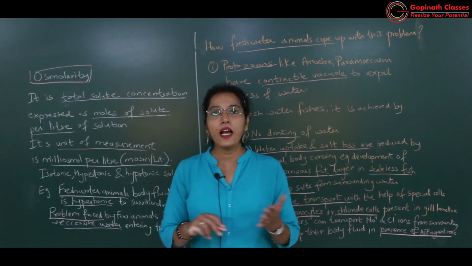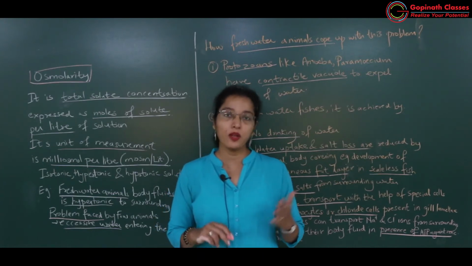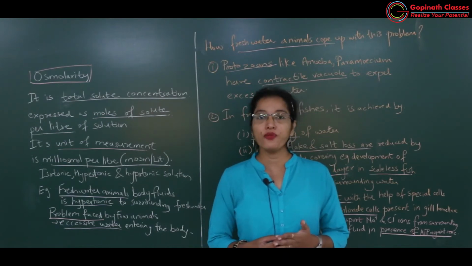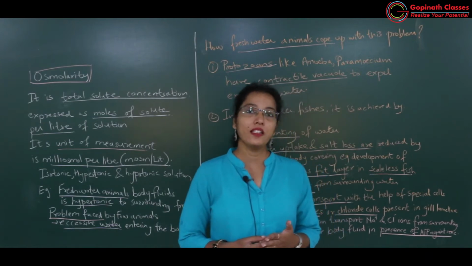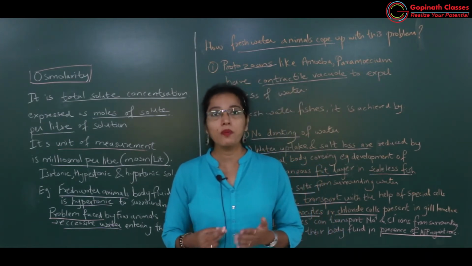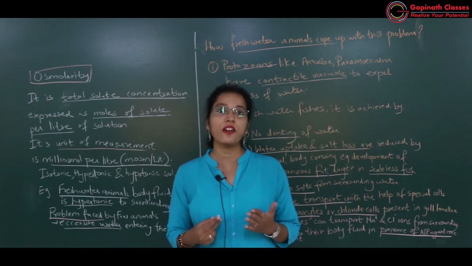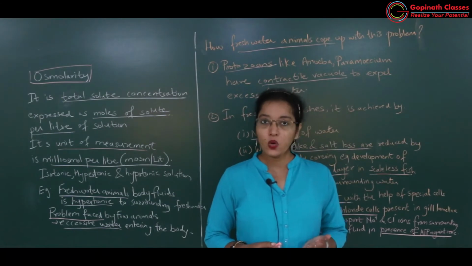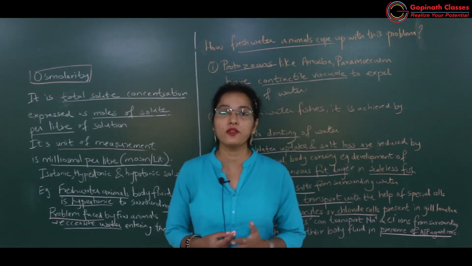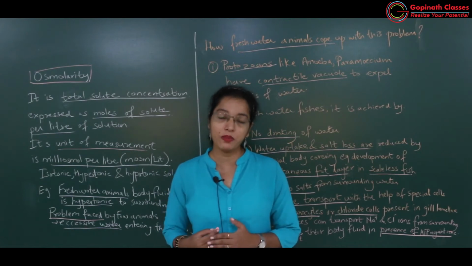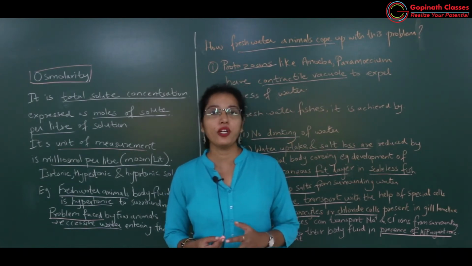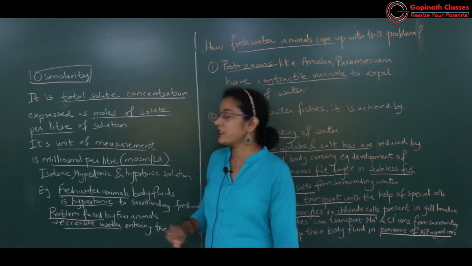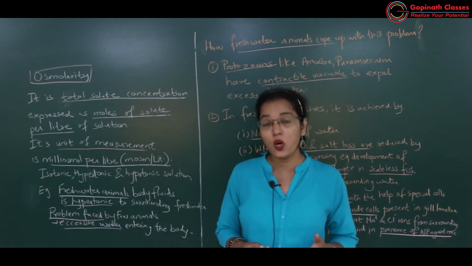There are many animals which have to face the problem of maintaining the osmolarity. Okay, freshwater fishes, marine water fishes, then terrestrial animals, they have certain adaptations in them to keep the osmolarity of the body fluid constant. Okay, there are certain special features in those organisms because of which the osmolarity of the body fluid remains constant.